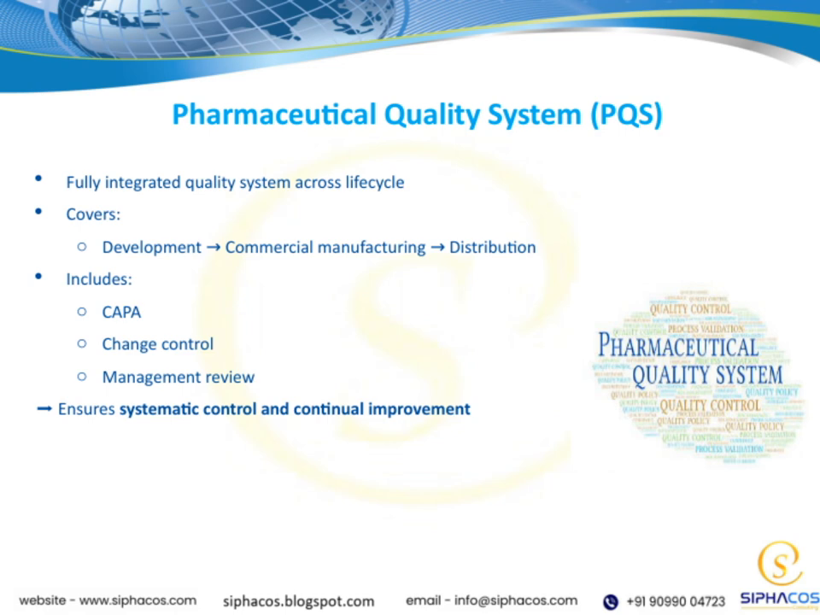The PQS covers critical areas like CAPA, which stands for Corrective and Preventive Actions. This helps us identify and address issues proactively. Change control is another key component, ensuring that any modifications are carefully managed and documented to maintain quality. Management review is also a vital part of this system. Regular reviews by management help us stay aligned with quality goals and quickly spot areas for improvement.